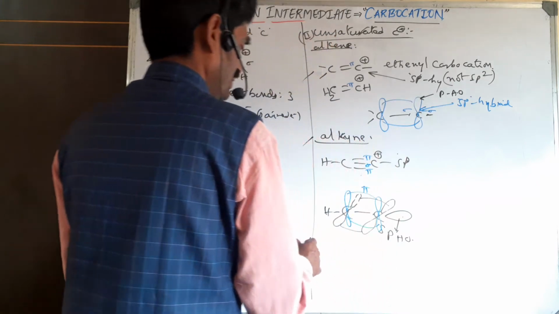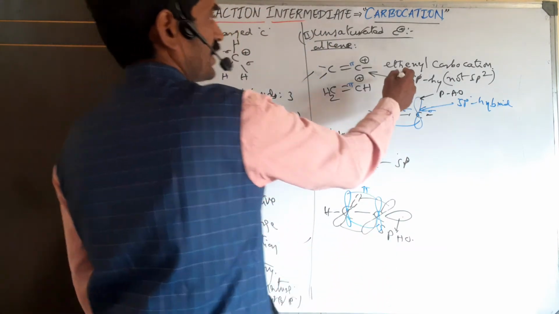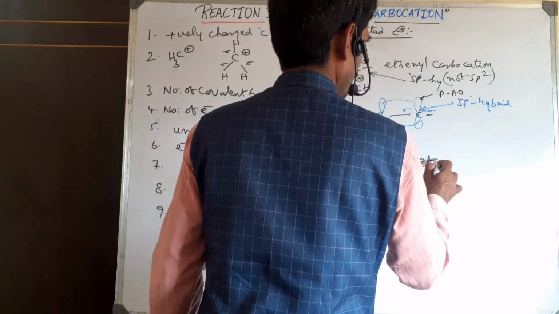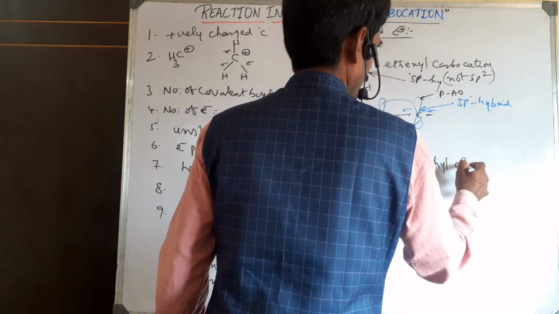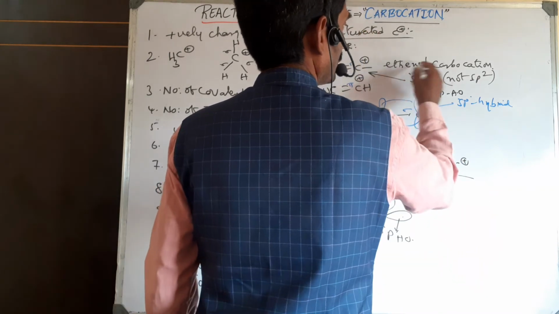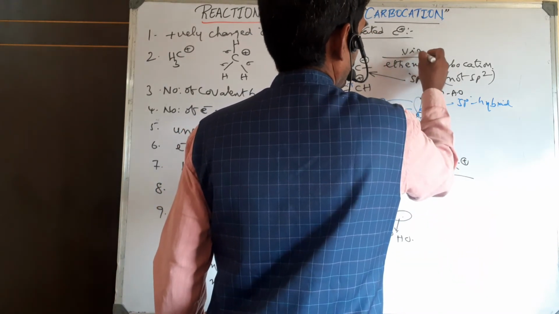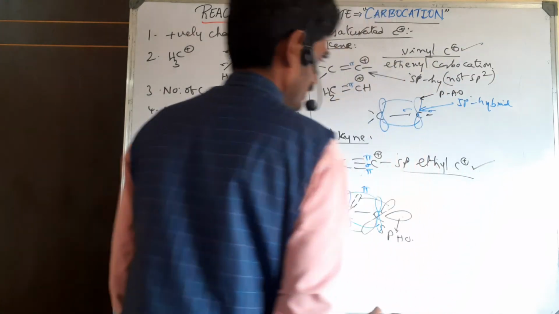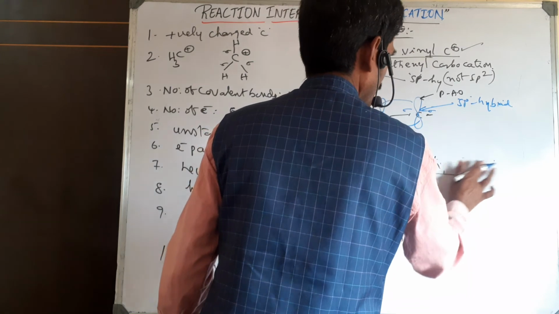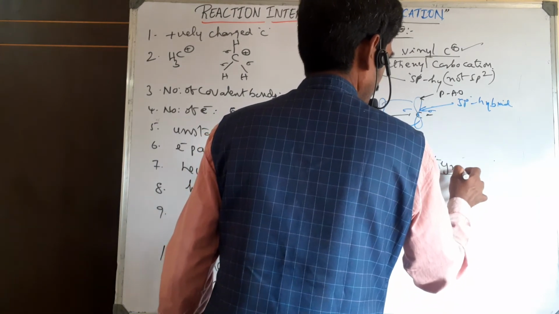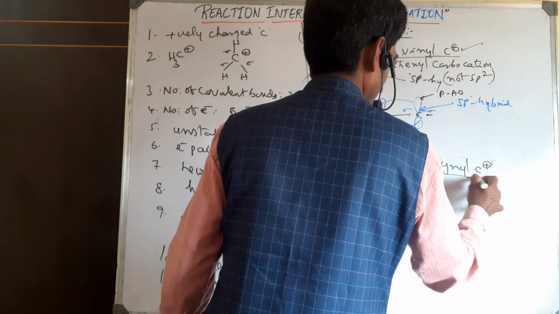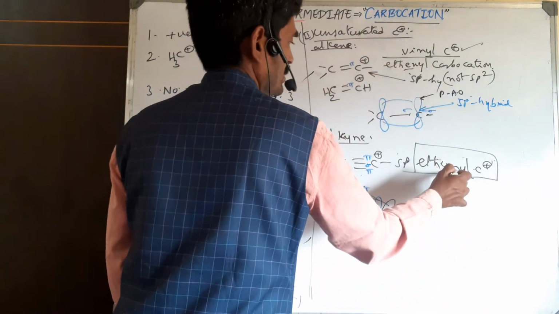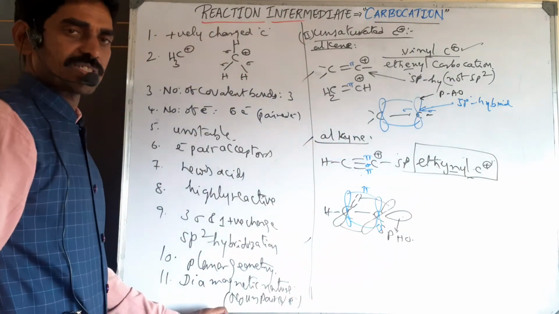Got it? Next we get here the ethenyl carbocation, and this one is called ethynyl carbocation. The ethenyl is also called vinyl carbocation, right? And this is ethynyl carbocation. Correct. This is ethenyl, E, and this is I. Okay. Next one.